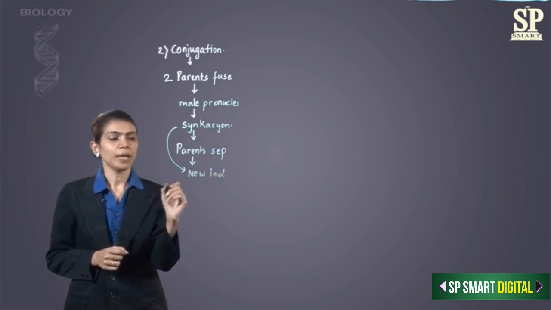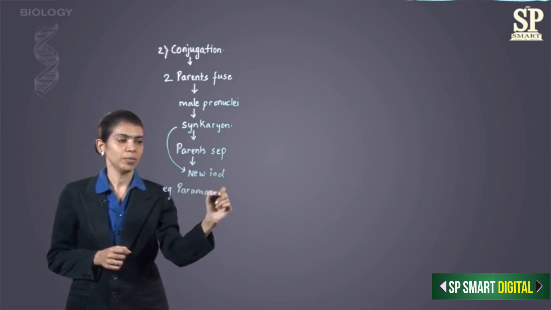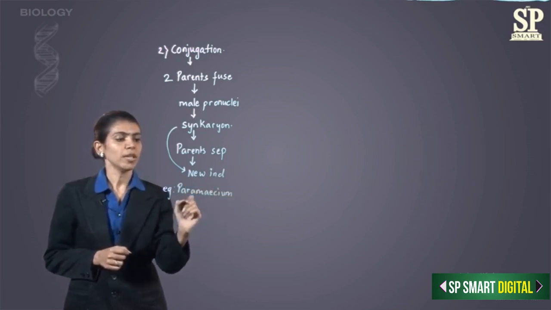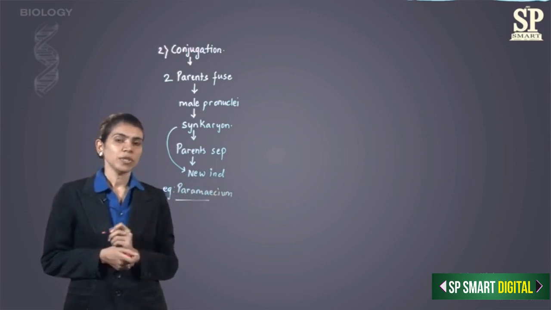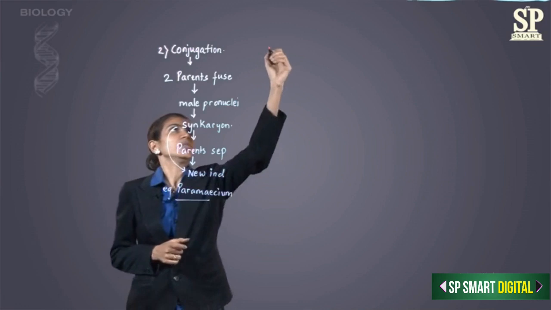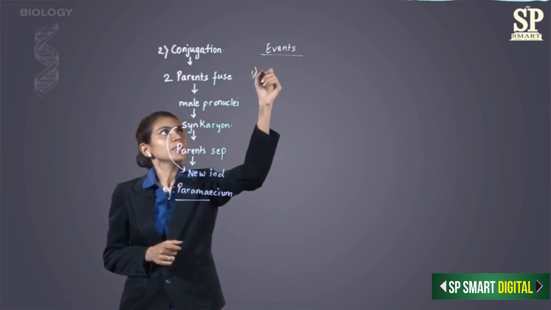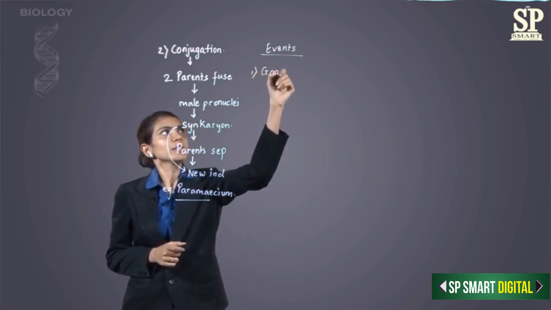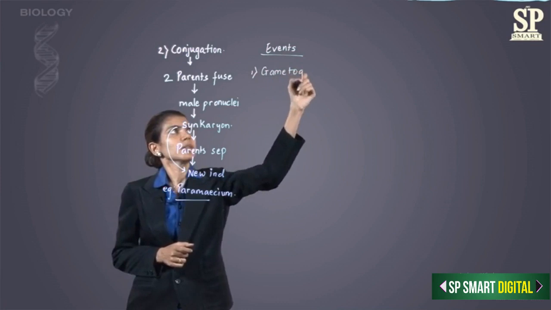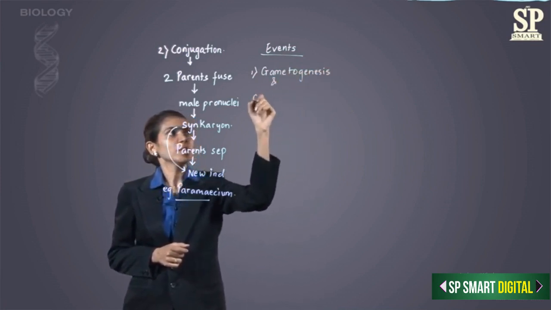For example, paramecium. This mode of reproduction can be seen in paramecium. So this was the end of types of sexual reproduction. Now we go to events which take place in sexual reproduction. The first event is gametogenesis and gamete transfer.